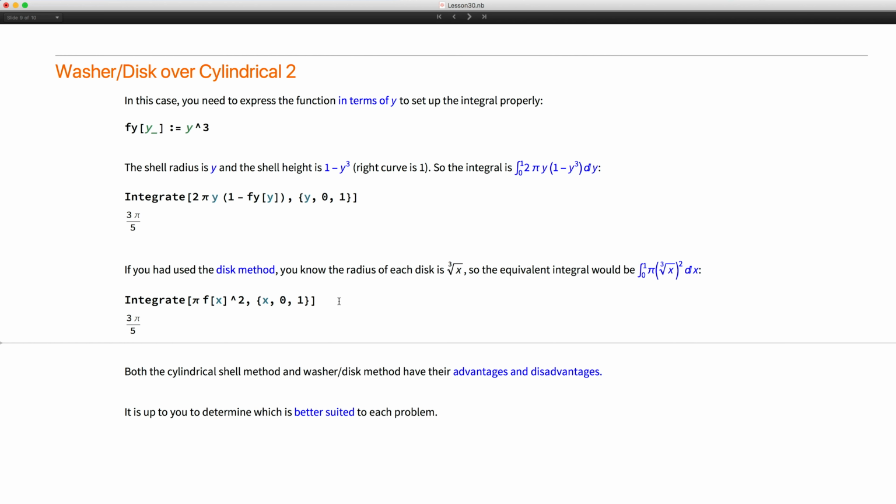So in general, both these methods, the cylindrical shell method and the washer disk method, have advantages and disadvantages, and you must decide which one is better suited for your problem.